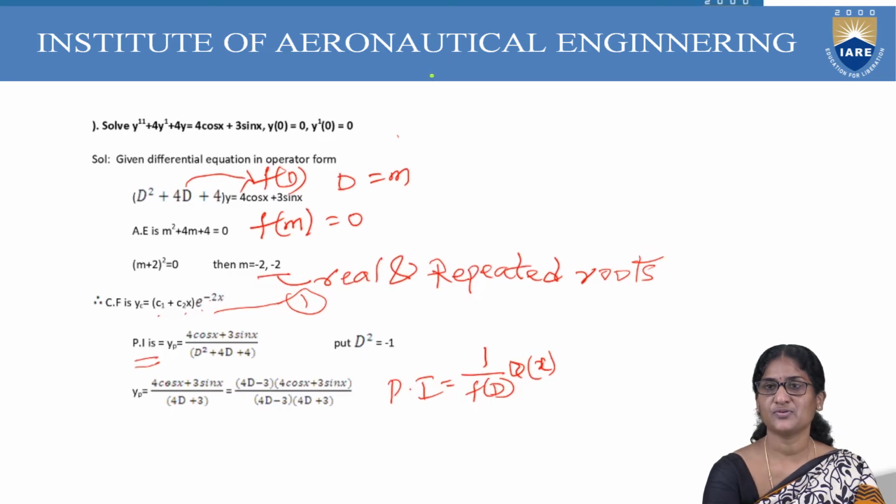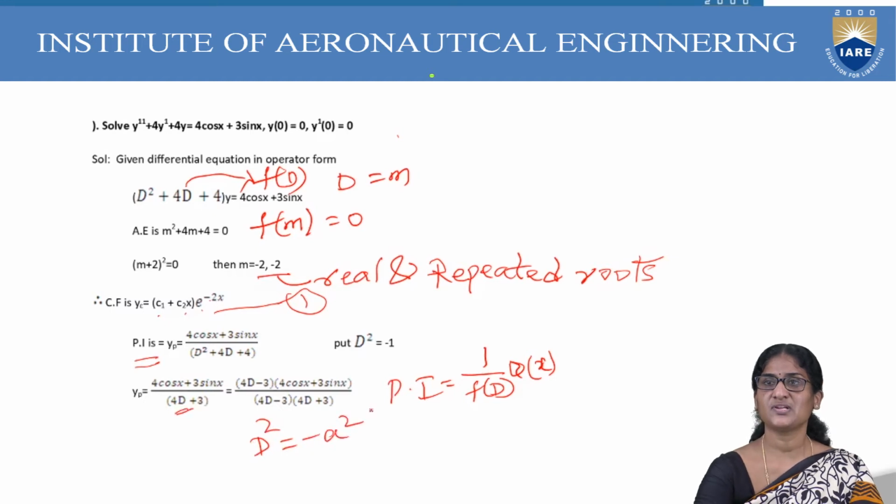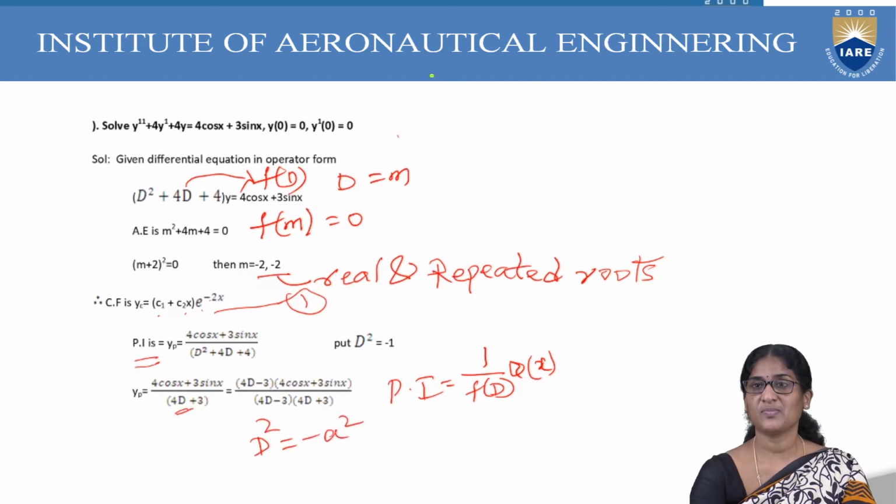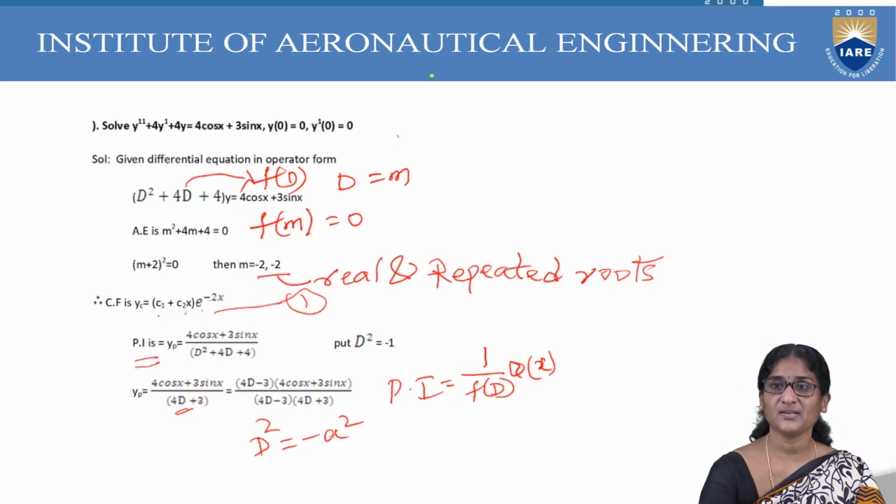Now we'll try to substitute these values. I don't have a d square term here. Actually, what is the procedure? I should substitute d square is equal to minus a square. But the d square term is not there here. Okay. I am considering only one part here. It can be yp is equal to 4 cos x plus 3 sin x by 4d plus 3, which is equal to, rationalizing the denominator, 4d minus 3 by 4d minus 3 into 4d plus 3. Okay, 4d plus 3, and how have I got this?